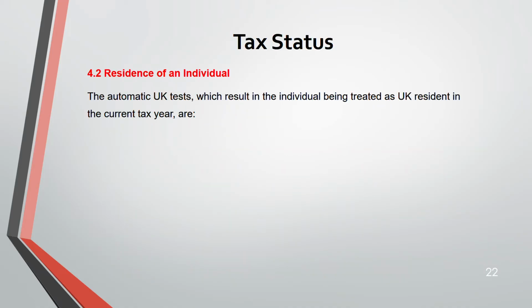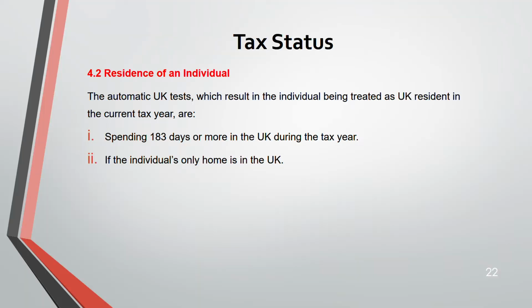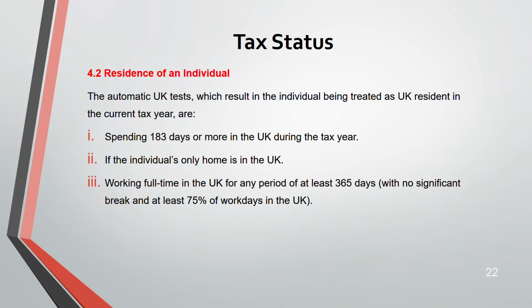Automatic UK resident. Here also 3 points are there. These days you have to remember, by the way: less than 16 days, less than 46 days, less than 91 days, and less than 31. Coming to the next, if you are spending more than 183 days during the tax year, you are a UK resident. Or if your only home is in the UK, you are a UK resident. Or you are working full time in the UK for any period of at least 365 days, that means at least 1 year, and at least 75% of your work days are in the UK, then you are a UK resident.